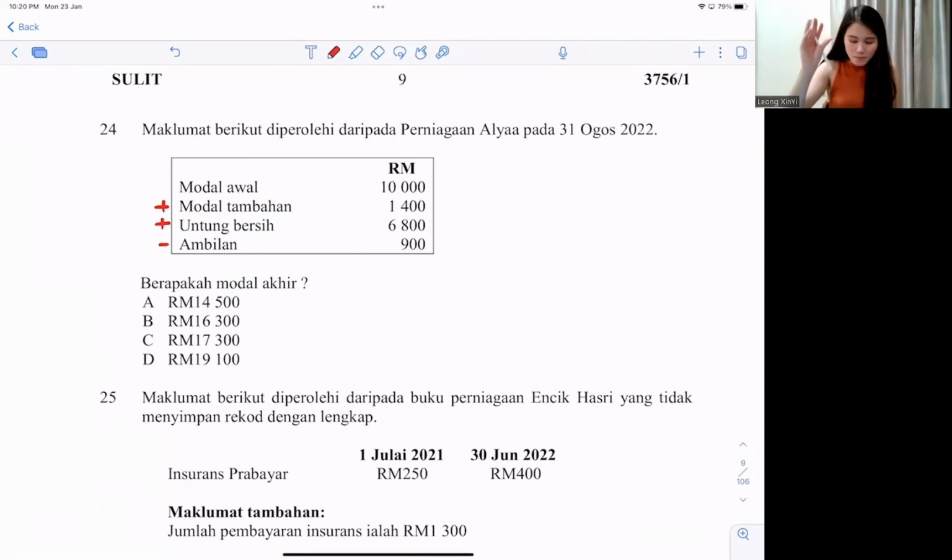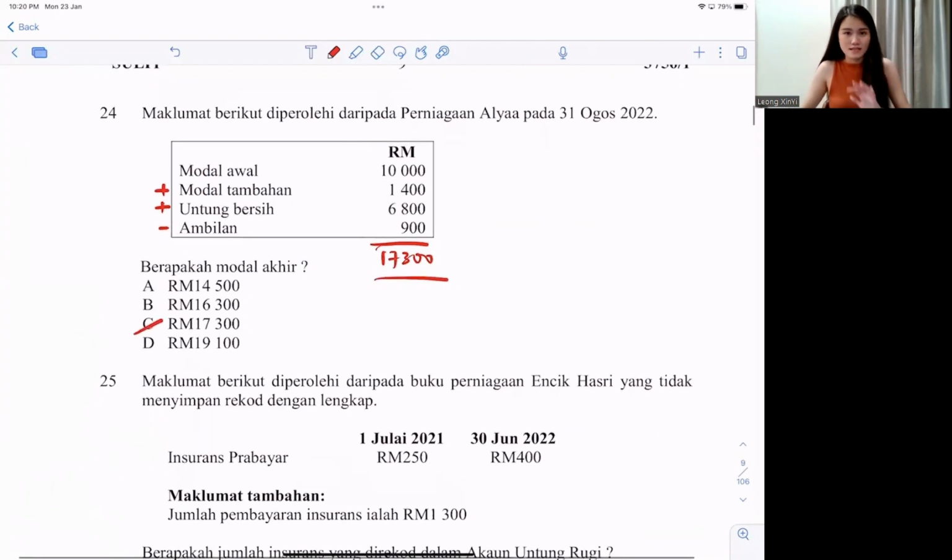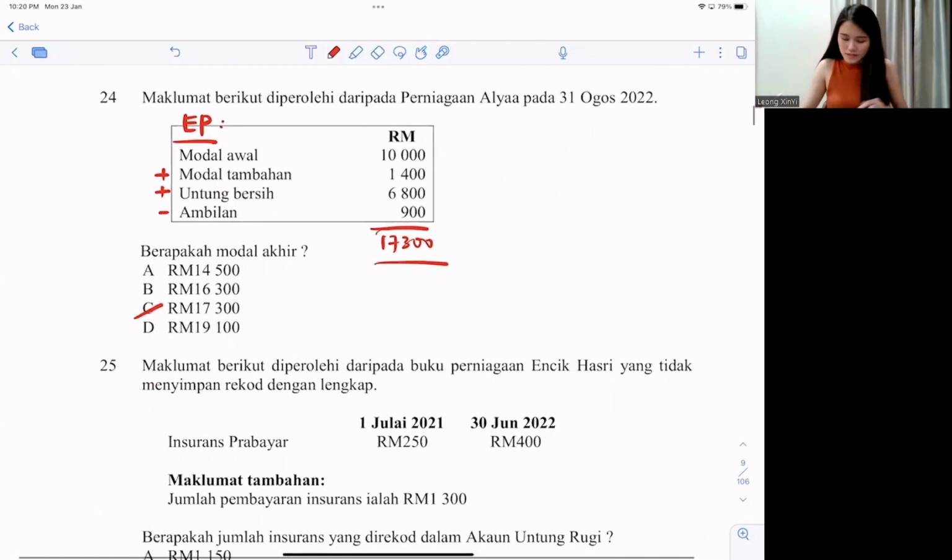So you will start from modal awal, 10,000 plus 1,400 plus 6,800 minus 900. So then you get your answer, 17,300. C. Okay, so just go by the sequence. Actually, if you are writing it inside your PKK, these two should swap place, but it doesn't matter because it's a calculation question in your paper one. They don't even need you to write it out. So just do it the normal way. As long as positive, you plus, and minus, you minus. Okay, right.